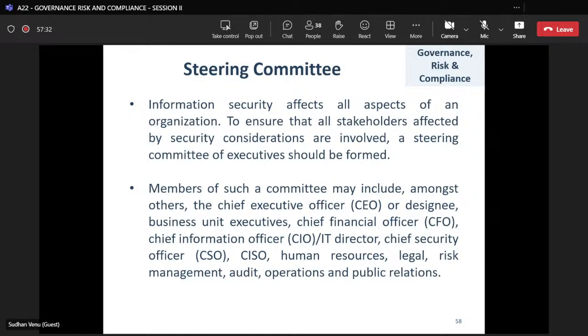They have created the steering committee at the executive level of the board, and the members of such committees will include, amongst others, the chief executive officer, CEO, a designated business unit executive, the chief financial officer, and the chief information officer, that is CIO or IT director, the chief security officer, CISO, human resources, legal and risk management, audit, operations, and publications. So these are the people who will be involved in the steering committee, and this committee will take all the actions in terms of security.